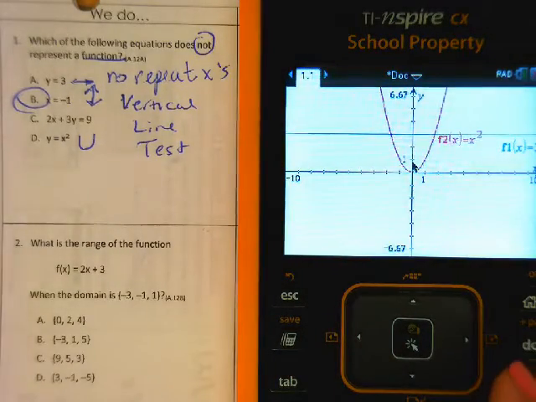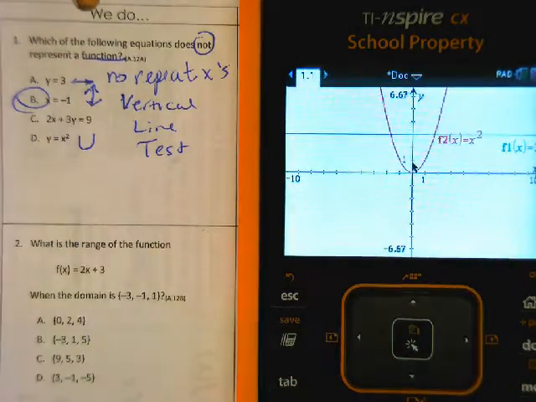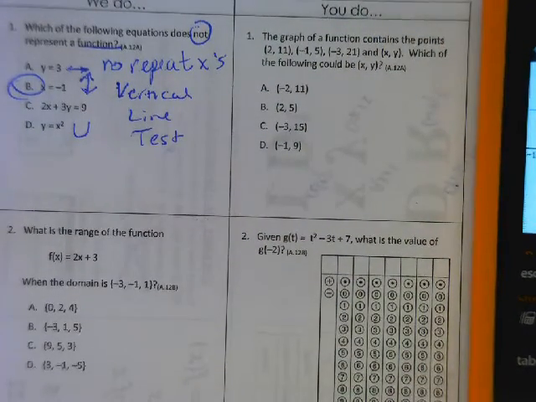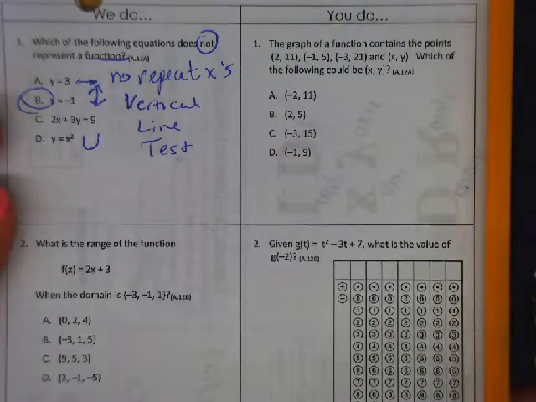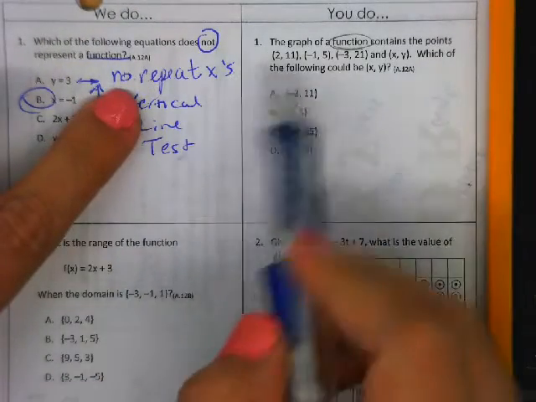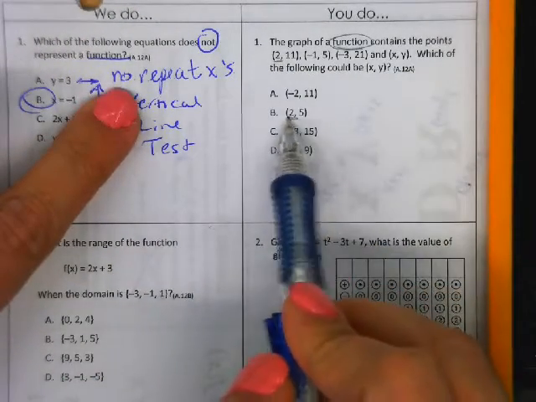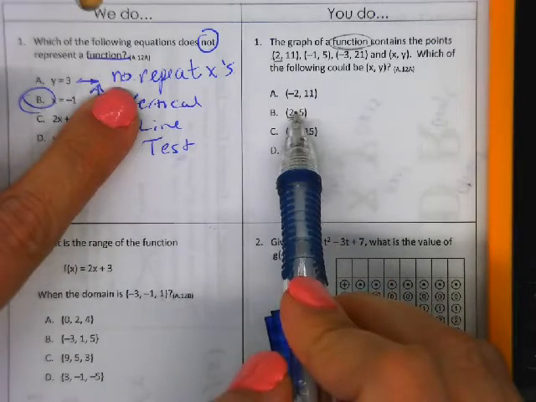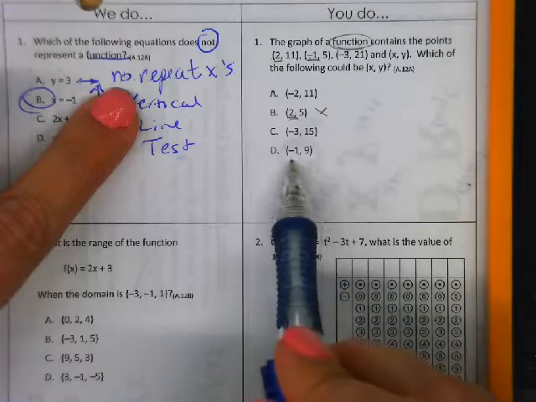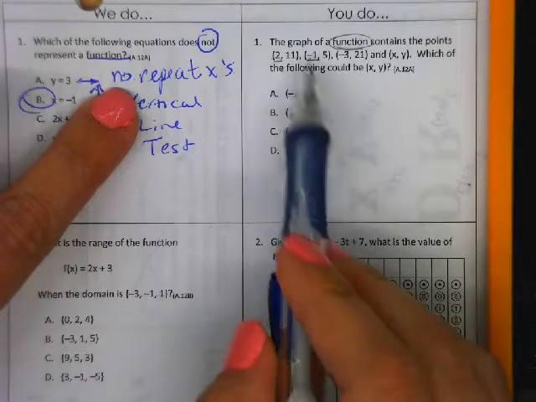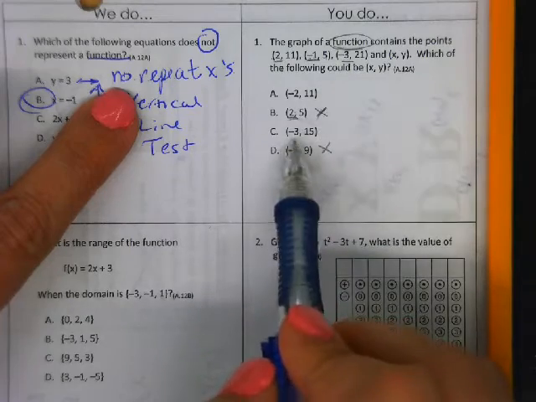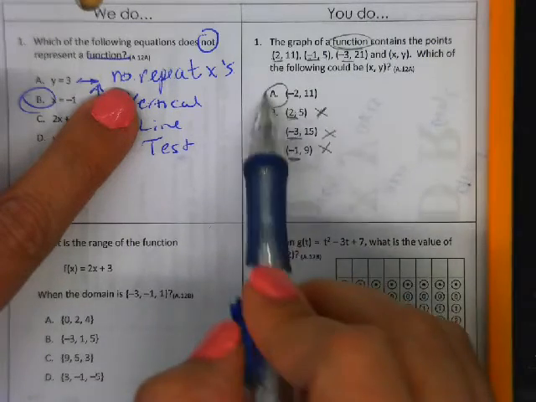All right, so what I would like for you to do now, and I'm going to send you a quick poll, is try the you do. You could graph this, but it says it is a function, and you know a function has no repeat x's. Look at this. It says 2 and 2. Could 2, 5 be on the same line if it's a function? No. -1. Here's a -1. Could this -1, 9 be on this line if it's a function? No. -3, 21, -3, 15. So you should have told me A.